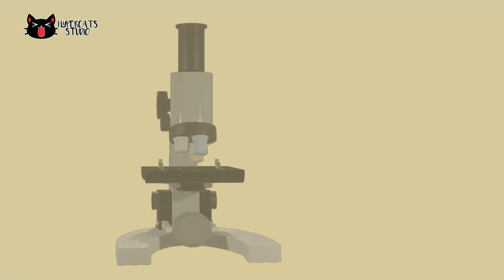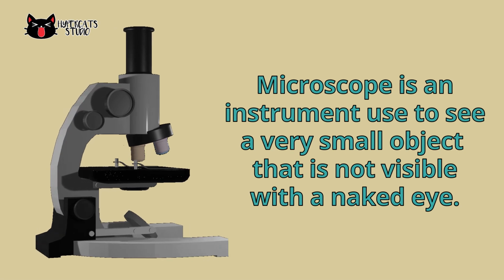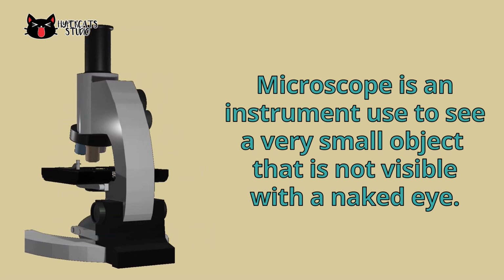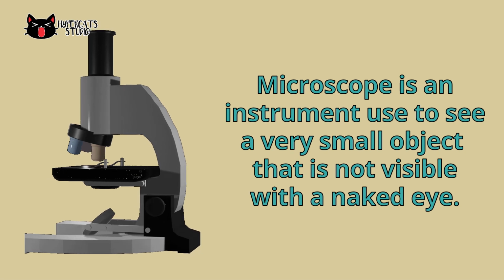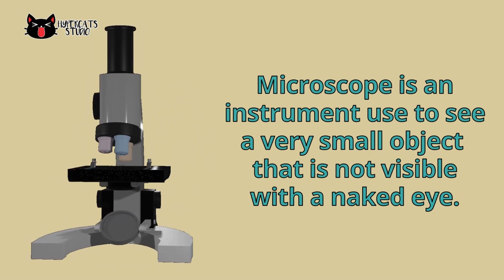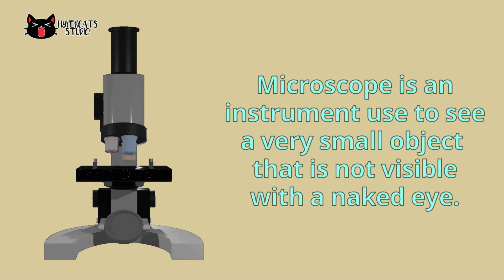Let's wrap it up. A microscope is an instrument used to see a very small object that is not visible with the naked eye. A microscope is made up of structural parts for holding and supporting the microscope and its components, and the optical parts, which are used for magnification and viewing of specimens.